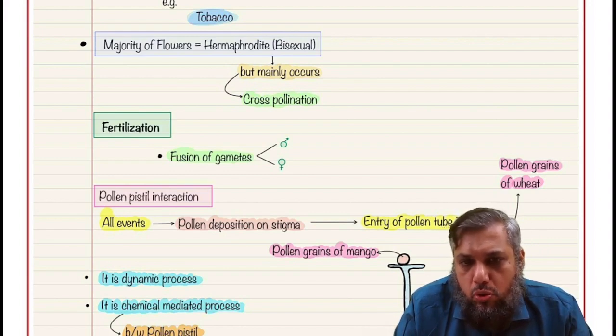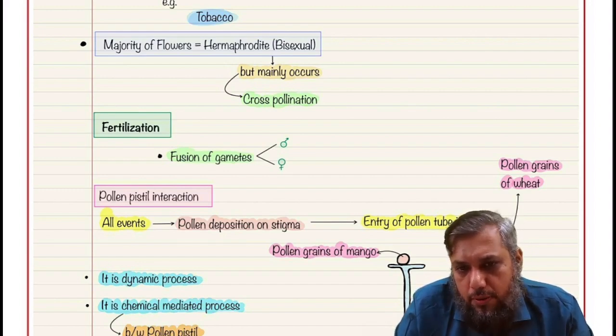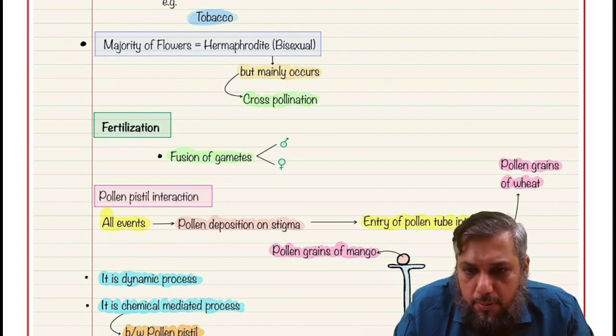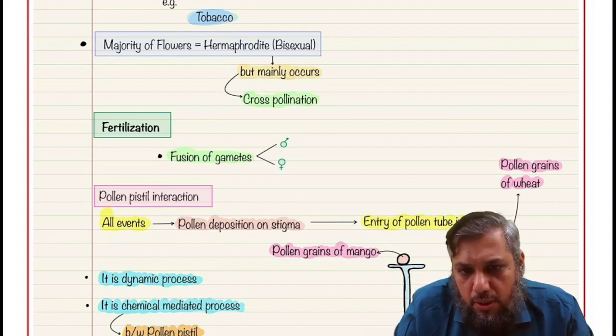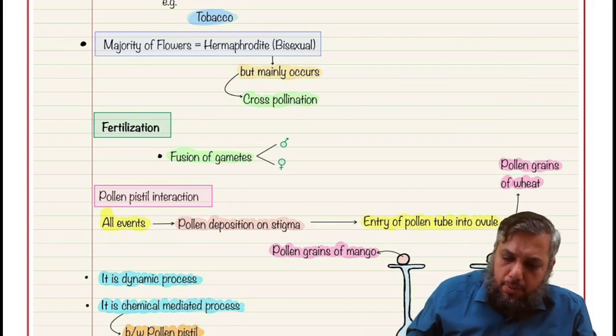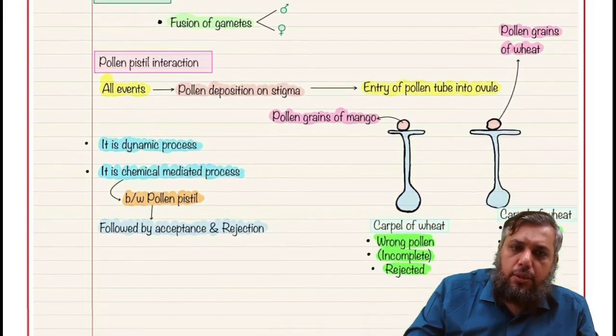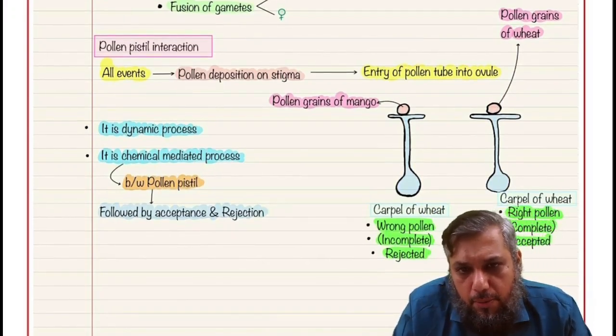Okay. So scientists have discovered that there is a chemical dialogue between the stigma and the pollen grains. And this chemical dialogue is called the pollen pistil interaction. It's a chemical interaction that occurs between the stigma and the pollen grain.